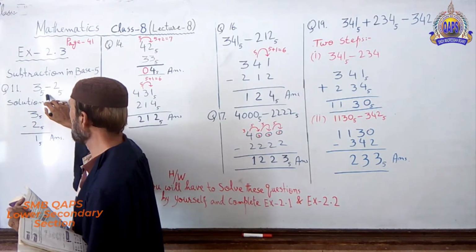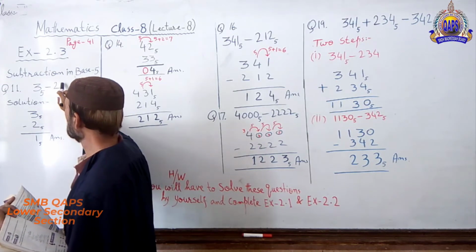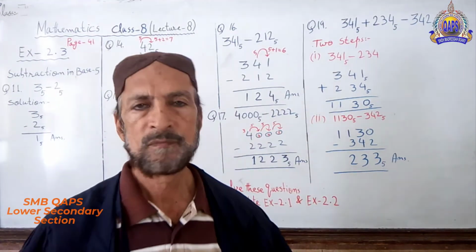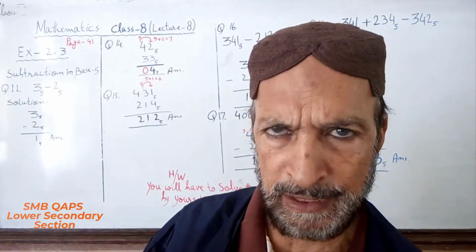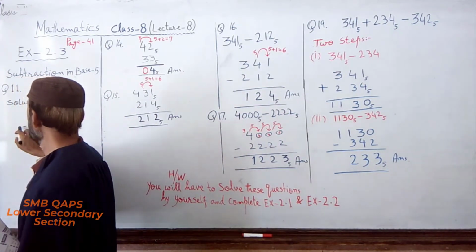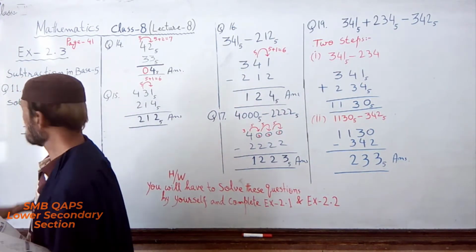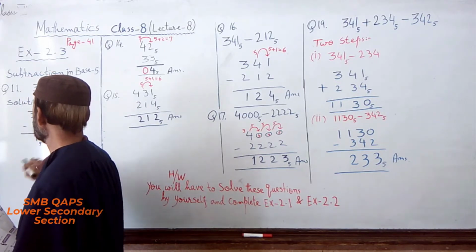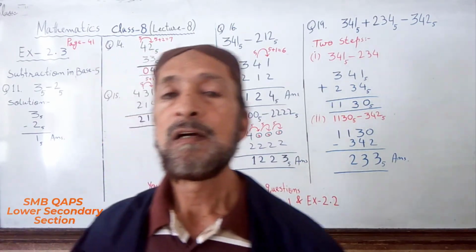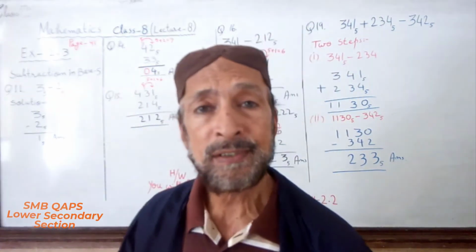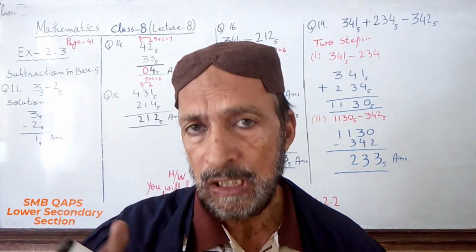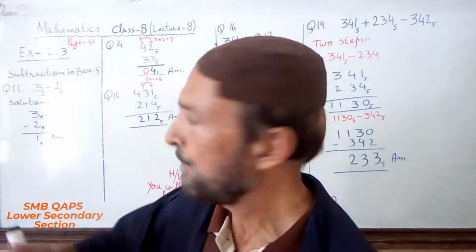3 base power 5 minus 2 base power 5. Very easy, nothing. 3, 2, minus sign, subtract 2 from 3, 1 base power 5, answer. Why did I do it? Because we will start step by step.